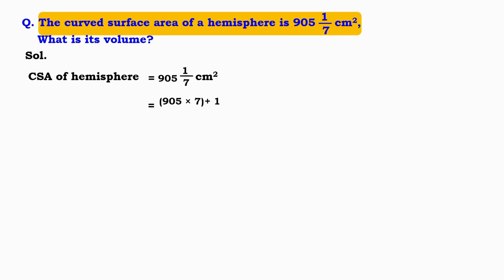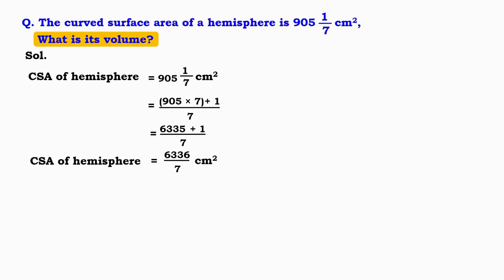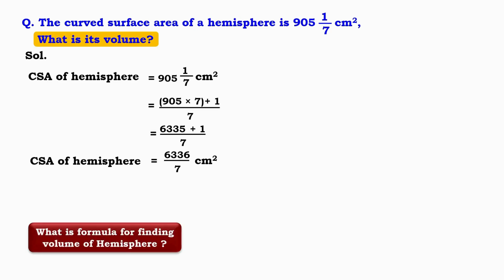If we make it an improper fraction, it is 905 into 7 plus 1 by 7, that comes to 6336 by 7 centimeter square. Now we need to find the volume. What is the formula for the volume of the hemisphere? That is 2 by 3 pi r cube. Here the only unknown term is r, so we need to find the r value here, right?